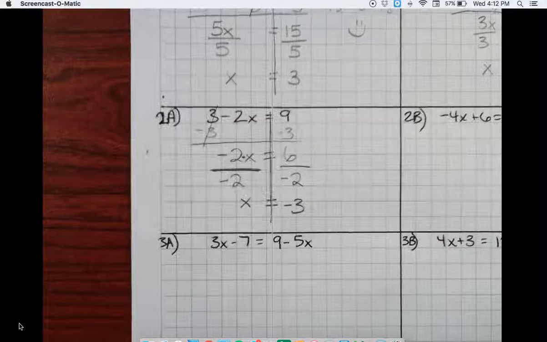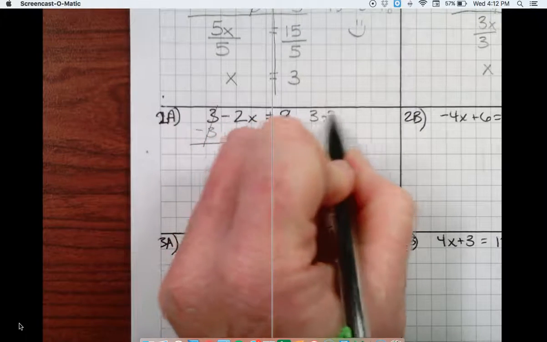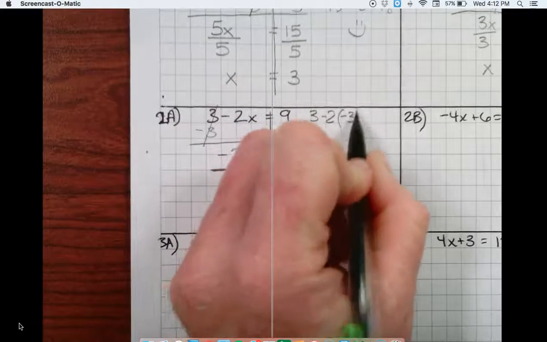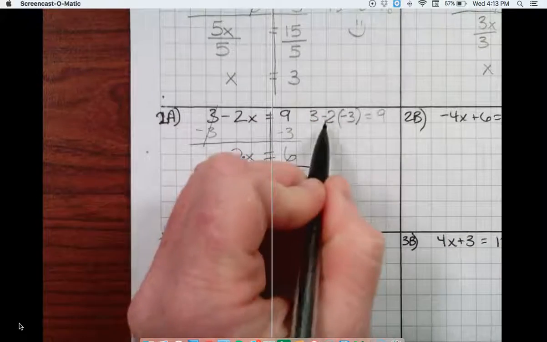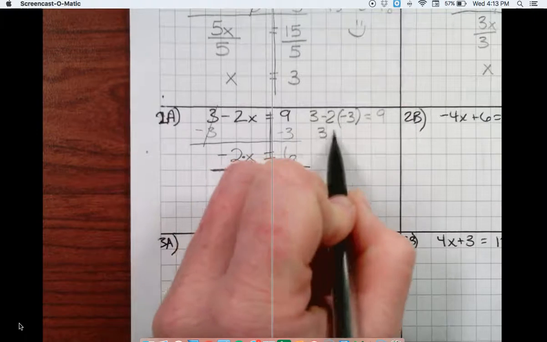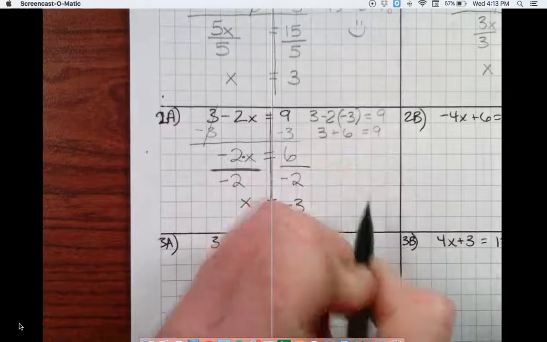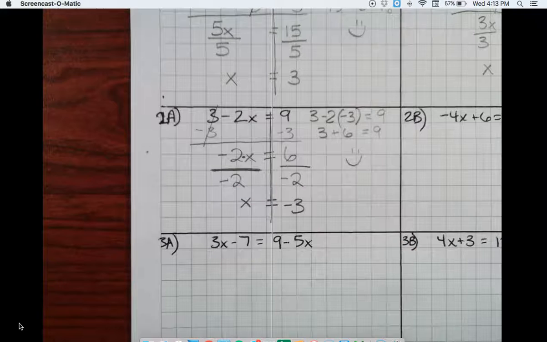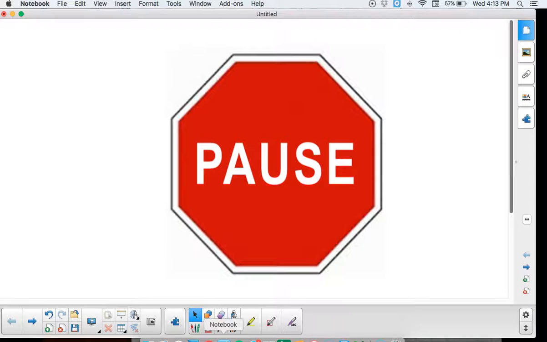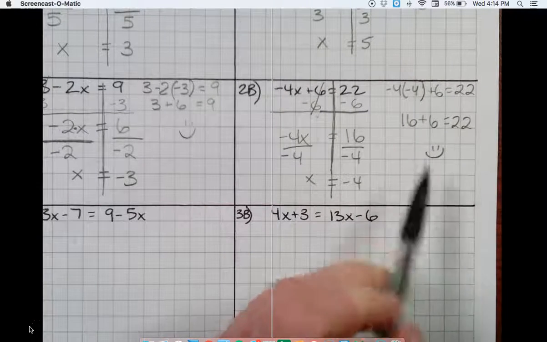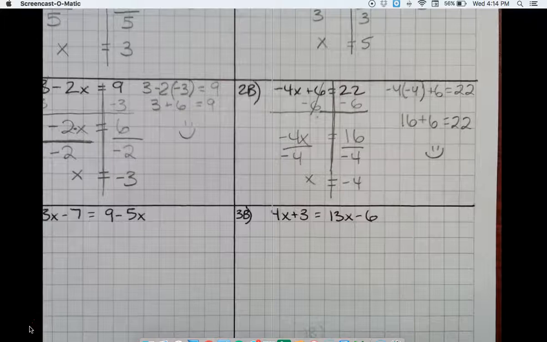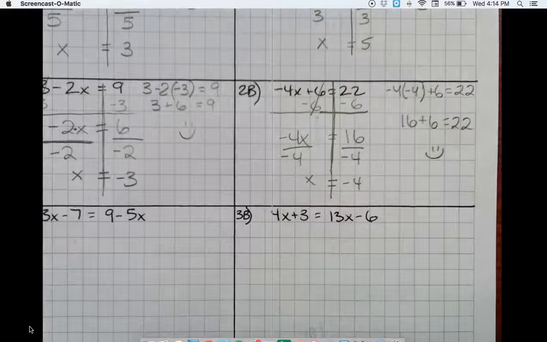Now again, we need to check our work. 3 minus 2 times negative 3, is that equal to 9? Well, let's see. I have negative 2 times a negative 3 is a positive 6. So this is 3 plus 6. Is that equal to 9? Yes. We're now going to pause, and you are going to try to be on your own. Here's my work. I got x equals negative 4, checked it, made sure it worked. If you didn't get that answer, please pause now and review my work.